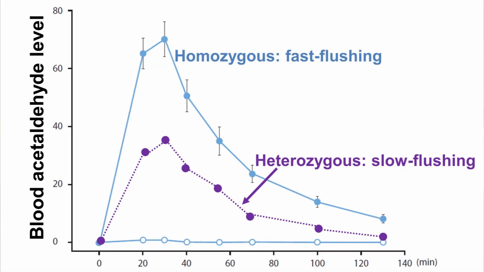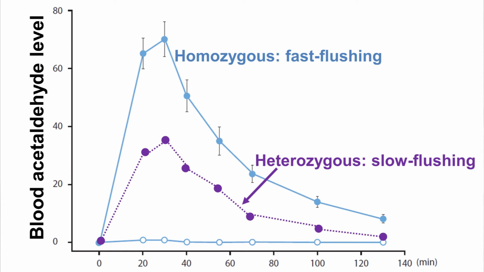Well, here's a graph showing someone who is a fast flusher. This is the amount of acetaldehyde in their blood, and you can see in 20 minutes, it skyrockets. We've got a curve here in purple showing one version codes for aldehyde dehydrogenase that functions, but the other version they carry doesn't. So they have about half as much. And sure enough, their level of acetaldehyde goes up about half as high and then comes down. So we call that slow flushing.